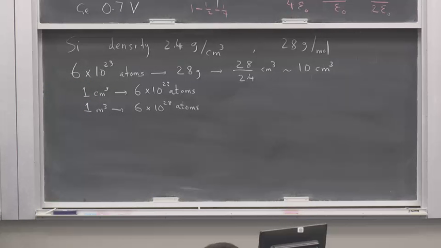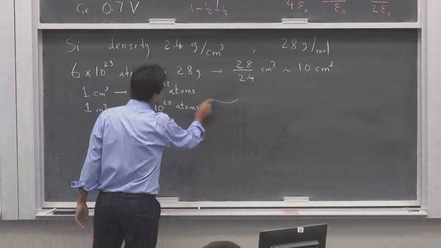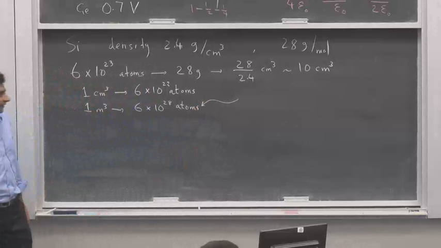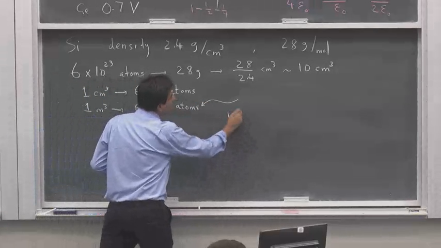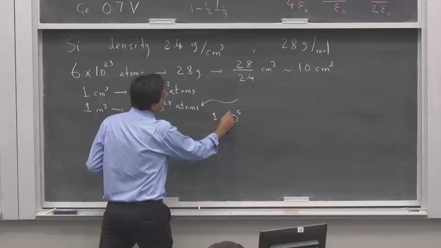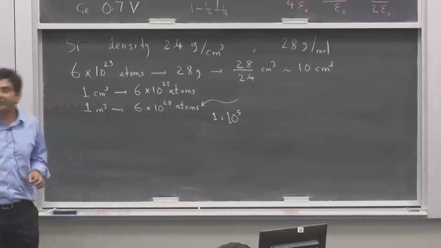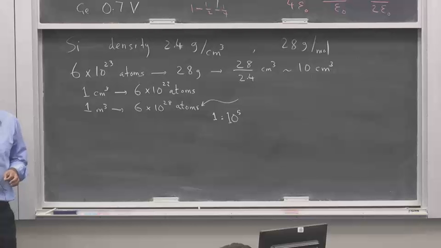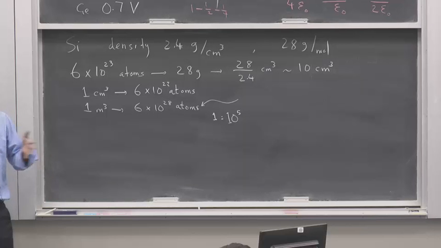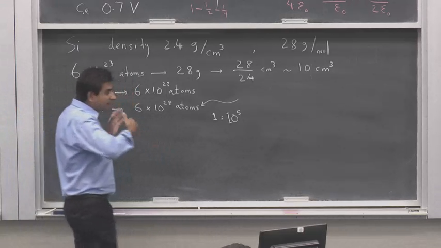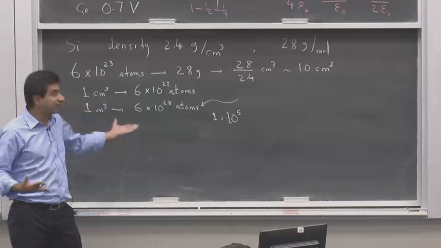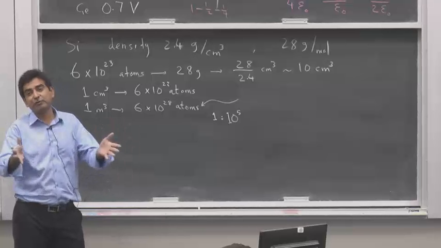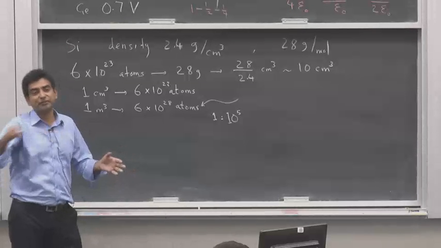Now for each silicon atom, I'm doping either an n-type impurity or a p-type impurity, which means that for every 10 to the power 5 silicon atoms, I have one impurity atom, which I'm deliberately putting inside the crystal to make it an n-type or a p-type. So these are typical doping levels in a p-n junction, which means that the number of charge carriers per unit volume. Now, silicon atoms by themselves are not giving you mobile charge carriers. It's the dopants that are giving you charge carriers.